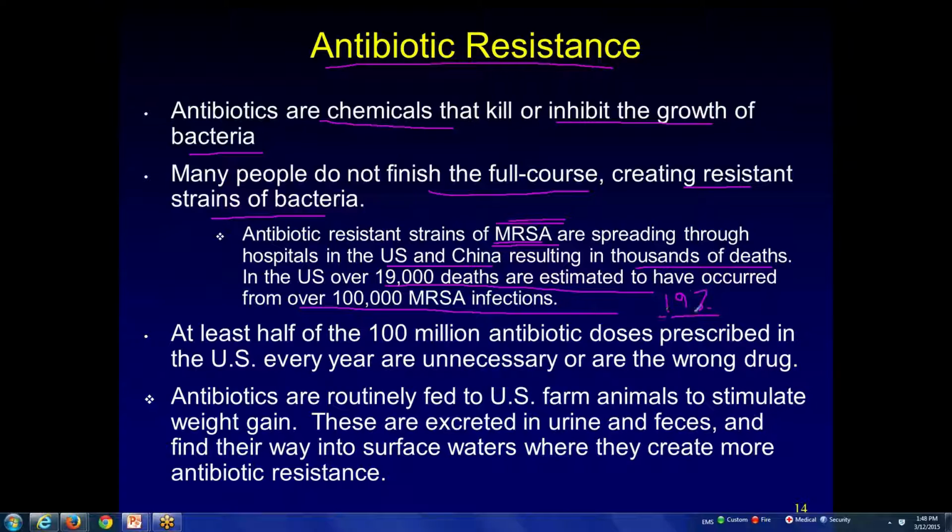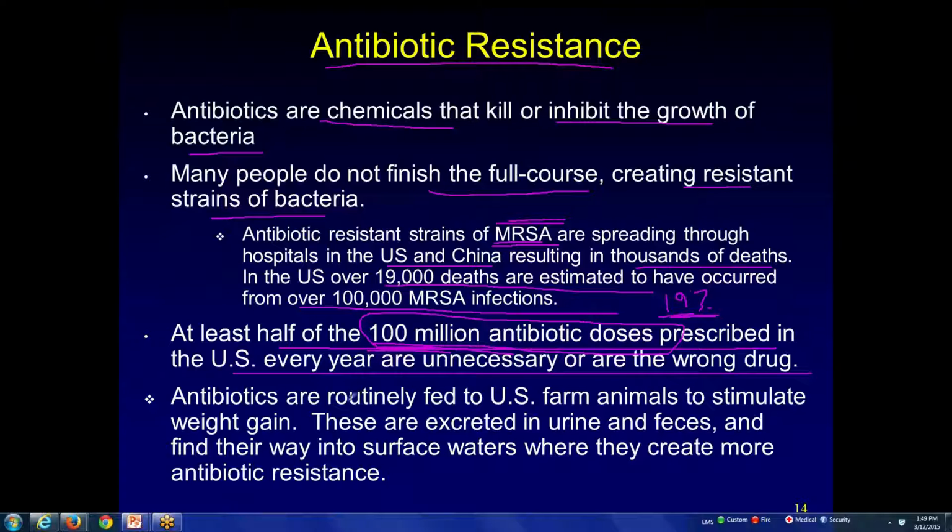So if you get MRSA, there's about a 19% chance of mortality based on these numbers. And that's in the United States. Half of the 100 million antibiotic doses prescribed in the U.S. are unnecessary or the wrong drug. So a lot of doctors, physician assistants, a lot of folks in medicine are prescribing antibiotics when they should not be doing it, to make patients happy or maybe to make more money, to make the drug company happy, who knows. But that's way too many.